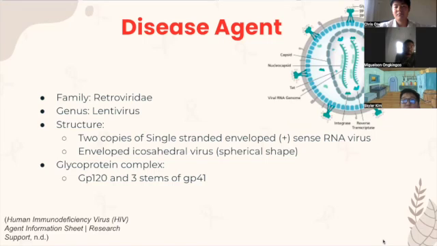It's an enveloped icosahedral virus, also referred to as spherical in shape. The glycoprotein complex it has is the GP120 and 3 stems of GP41. In the picture on the top right, you can see it at the very top on the glycoprotein complex. Those little buds encircled around the virus are the glycoprotein complexes.